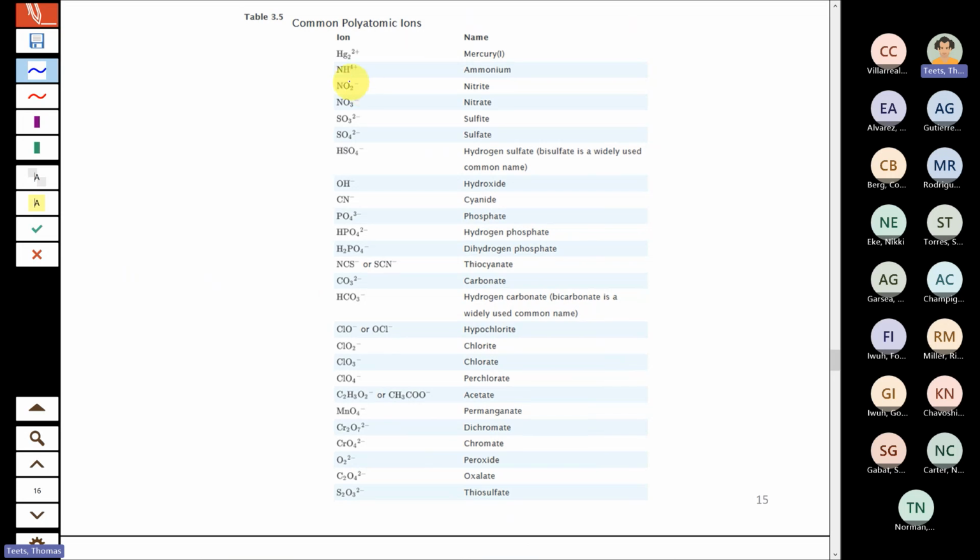And again, some patterns that show up. So NO2- and NO3-, 2 anions that have nitrogen and oxygen. The one that has fewer oxygens has the ITE ending, nitrite.